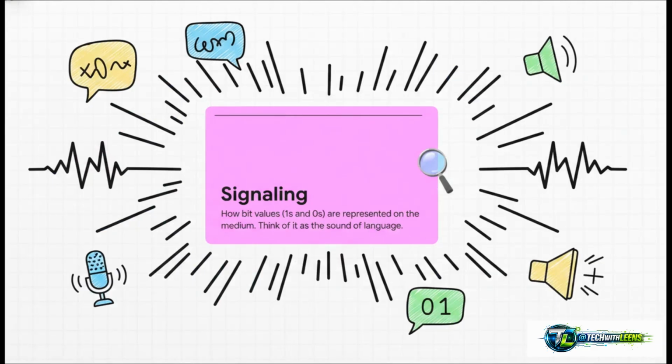And that brings us to our last part, signaling. If encoding is the grammar of the language, then signaling is the actual voice.